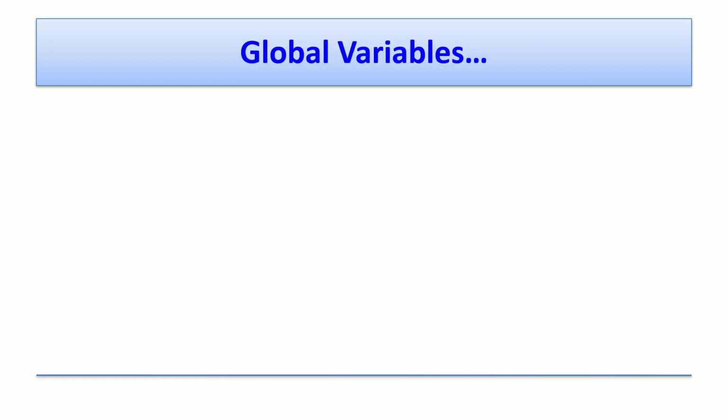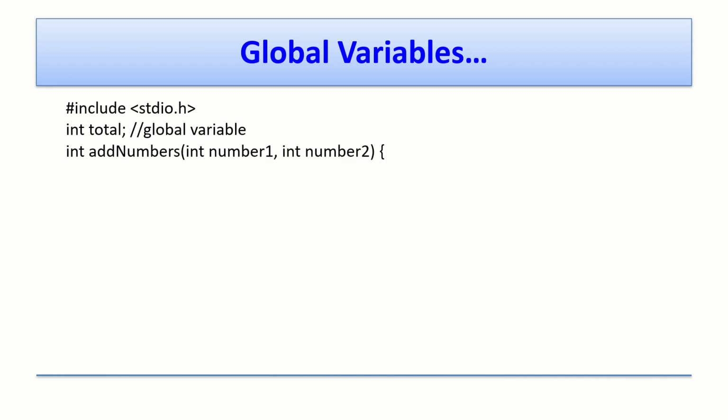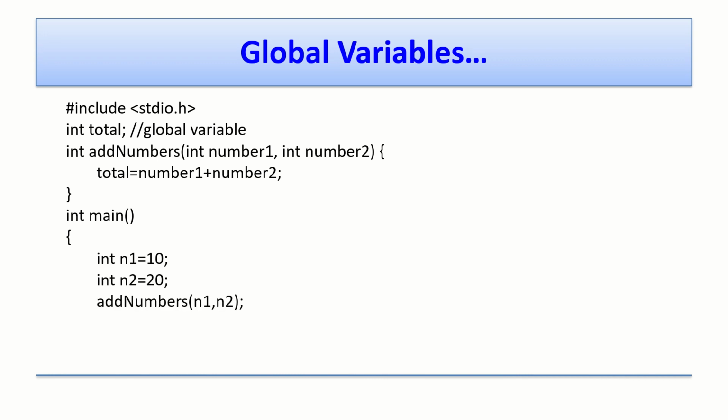Okay, let's see. So this is our global variable. I declare the variable int total outside the functions. Then I declare the method add numbers. Right now the variable total is accessible to the add numbers function because it is global, right? Then we get the summation of num1 and num2 assigned to the variable total. And within the main method we can declare two variables and call the add numbers function, right?